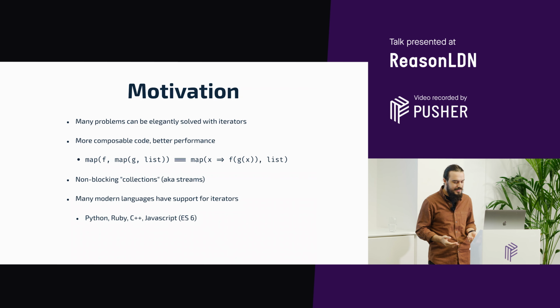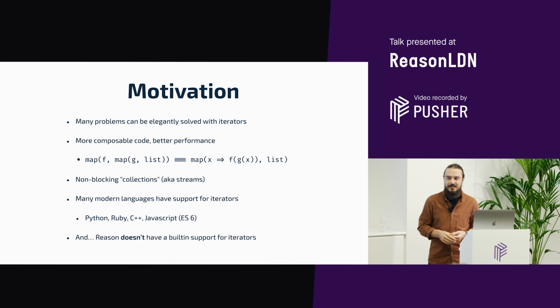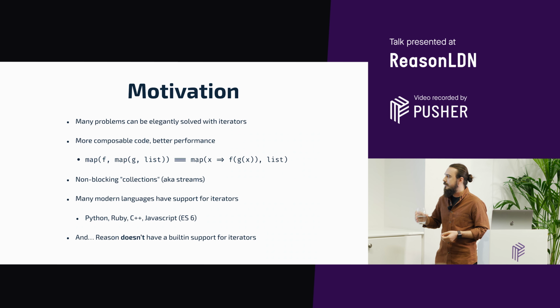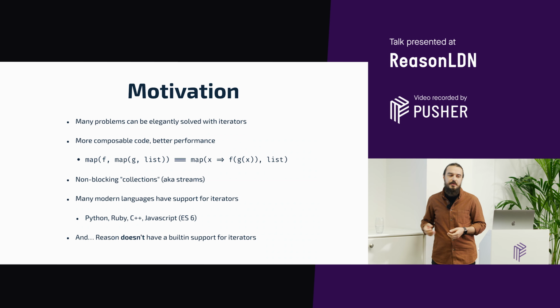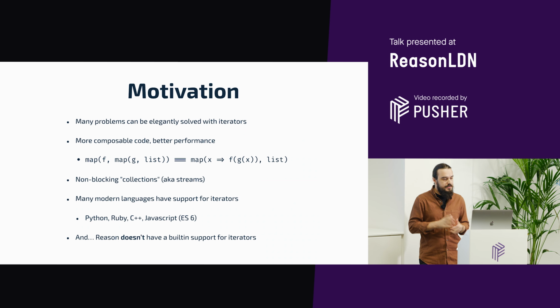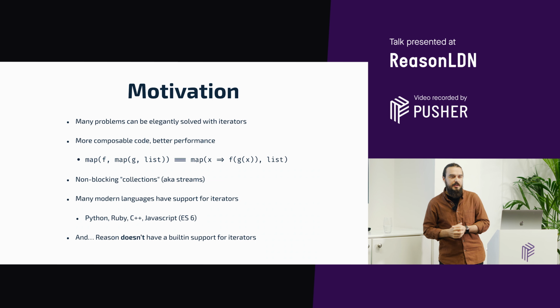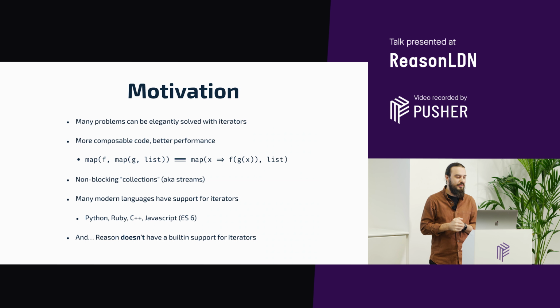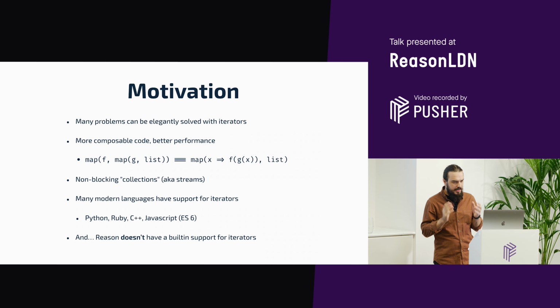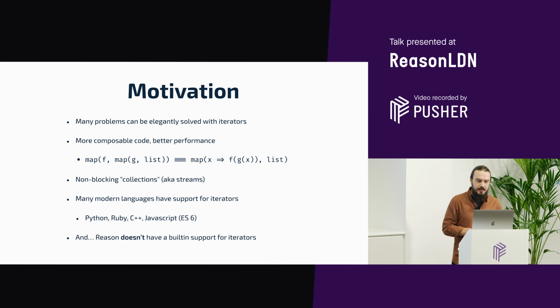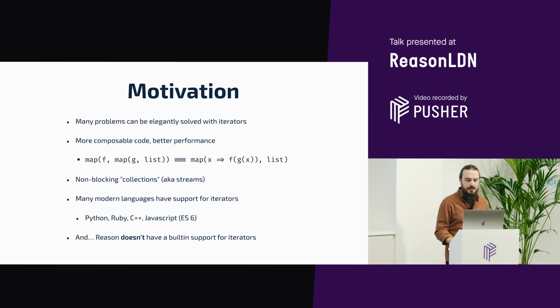But what about Reason? Well, Reason doesn't really have iterators. At least there's no built-in support for them. But that's fine. We can create them in Reason without any changes to the language, which is super awesome. So again, I will be talking about two different models. Let's start with something simpler.